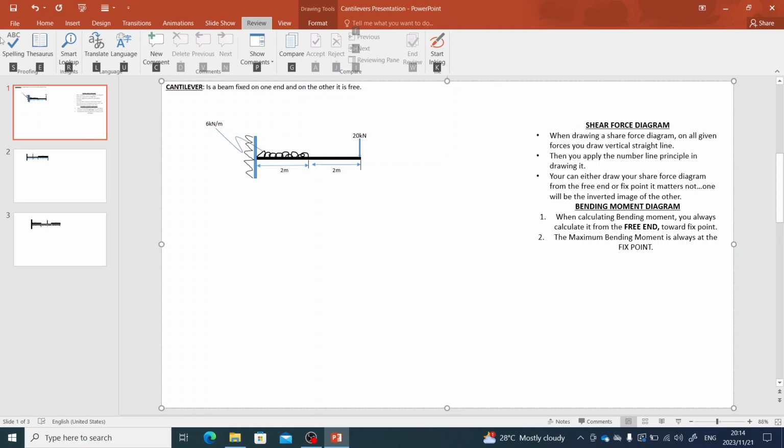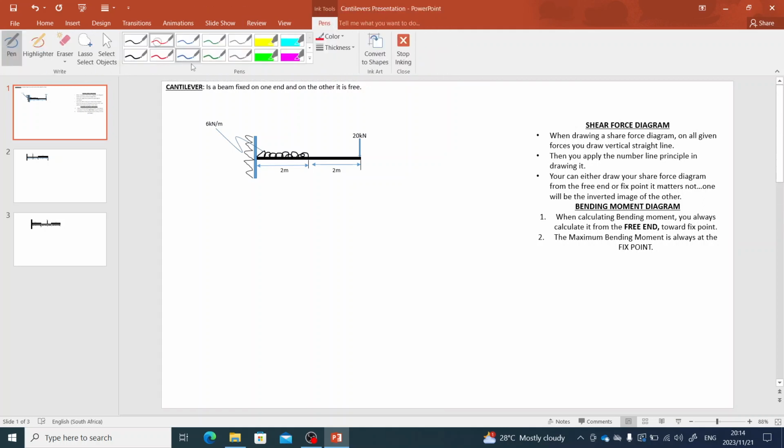Let us look at cantilevers. What is a cantilever? A cantilever is a beam fixed on one end, and on the other end it is free, like this one here. You can tell one side it is fixed, and on the other end it is free. Right, it is free, it is not fixed. That's what the cantilever is.